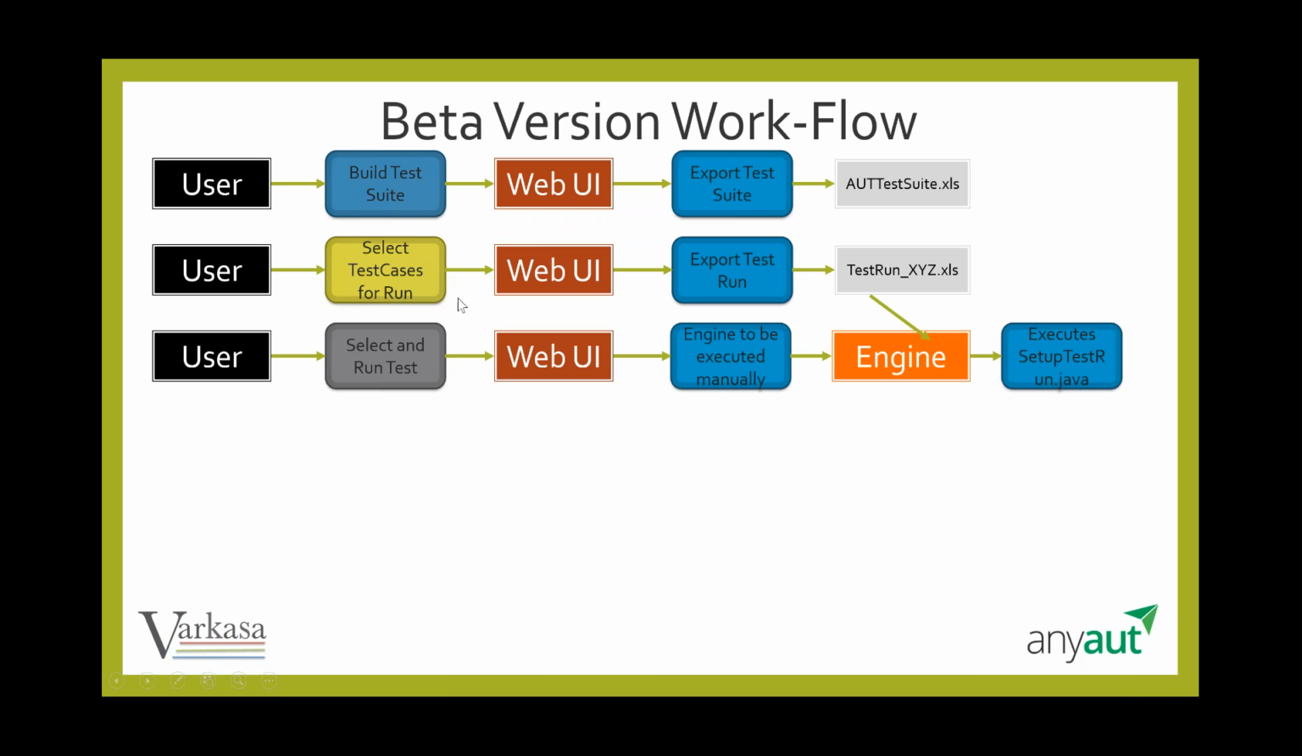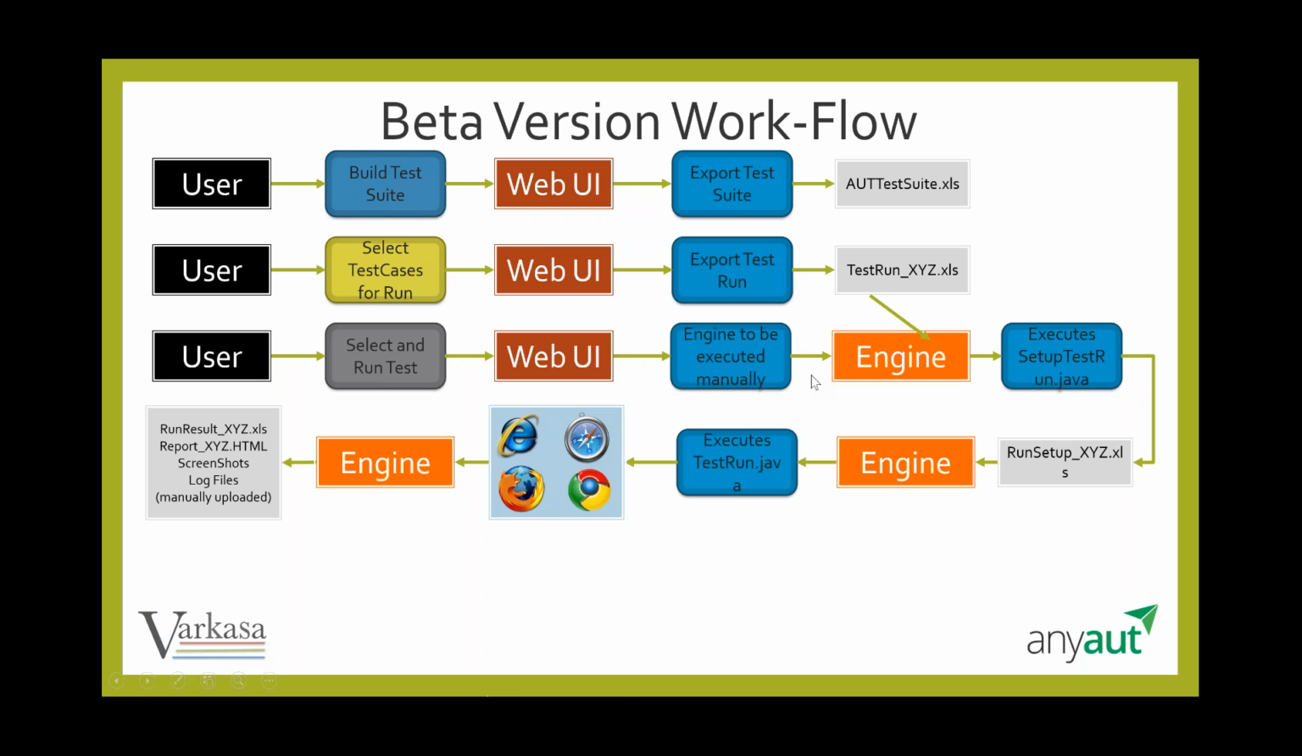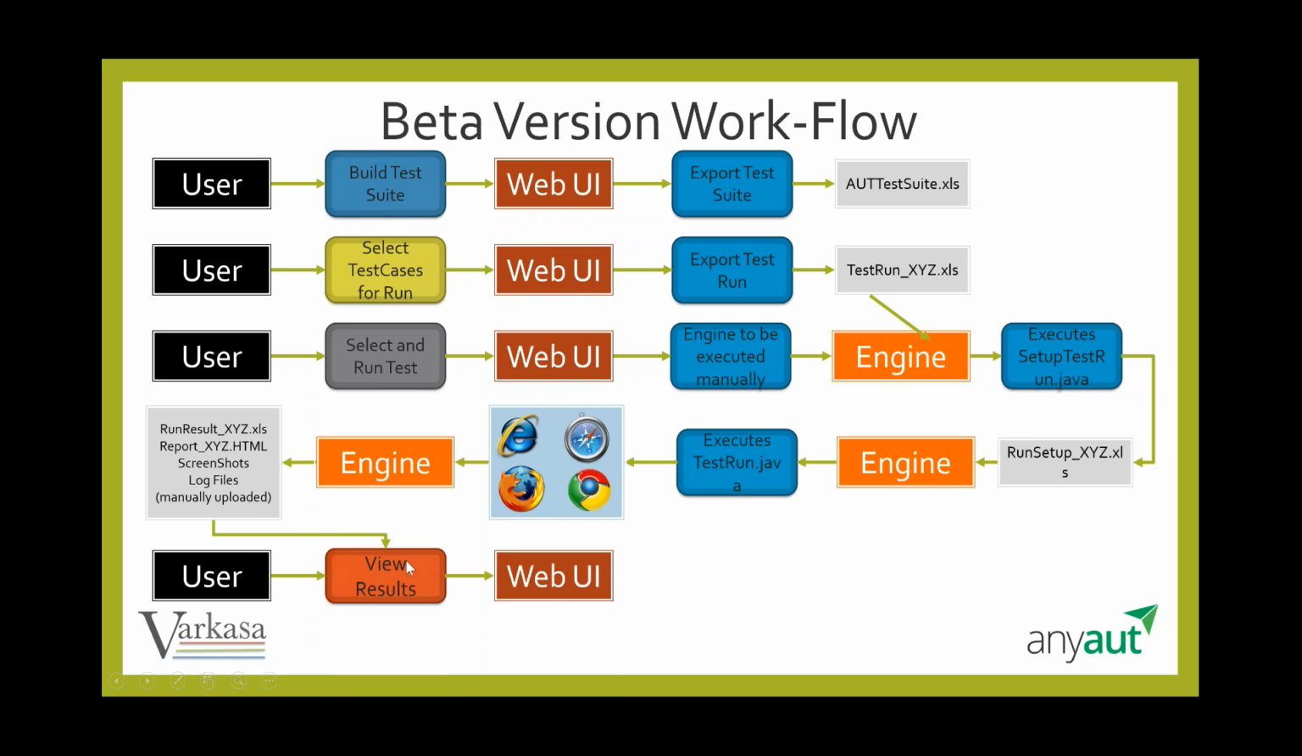Finally, the user right now in the beta version selects and runs the test through the web UI, but the engine has to be manually executed through a batch or an exe file installed on the Windows machine right now, in the future iOS as well. And the engine goes about creating a series of steps after execution, generating the results file. So once the results file is generated, the user gets to view them in the web UI. That is how the beta version has been put together.